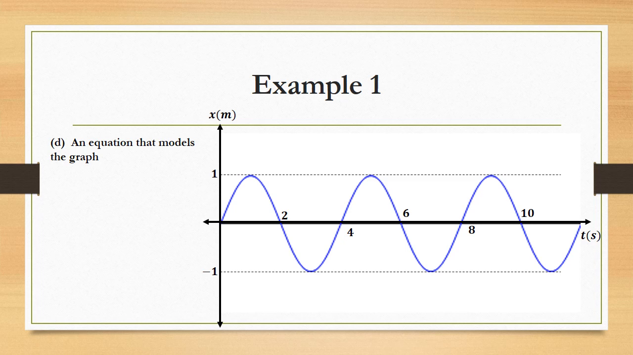We finally want an equation to model the graph. Here's the known values that we found in the last few slides. But unfortunately, we only know one of the things that goes in the equation, which is the amplitude. I can make a decision now, which is to use sine or cosine, and I've chosen sine.